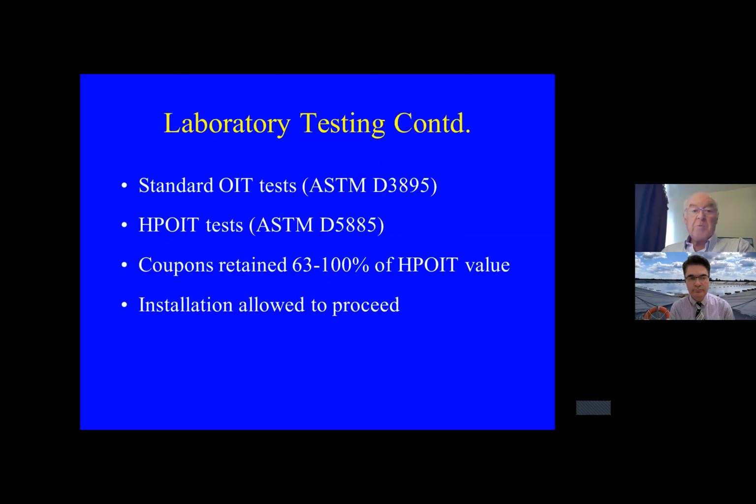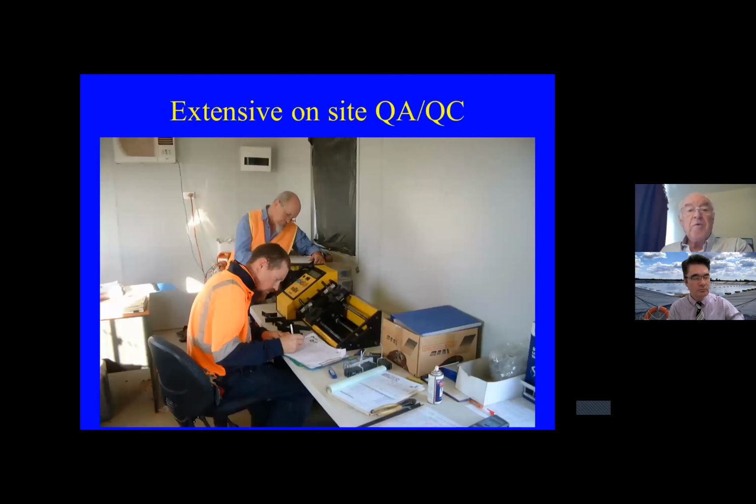And Excelplast carried out standard OIT tests and HPOIT tests, and determined that the coupons retained 63 to 100% of the HPOIT value. And so installation was allowed to proceed. So moving on to the site QA/QC, that was very thorough.